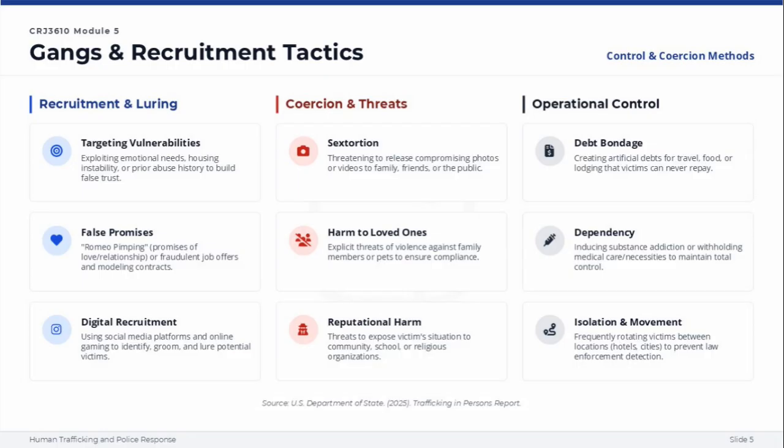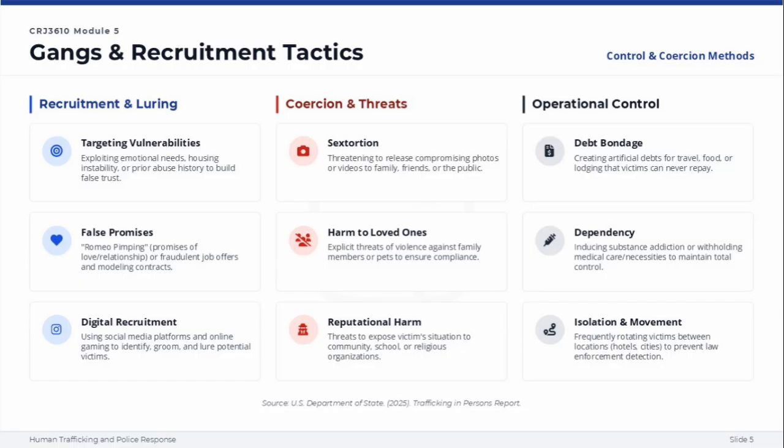Gangs and organized groups are major drivers of sex trafficking in the United States. Shared Hope International reports that gangs often target vulnerable youths, including runaways, foster children, or those with prior abuse histories. Recruitment methods include promises of love, protection, financial stability, or modeling opportunities, sometimes called Romeo pimping. Control is maintained through violence, threats to family members, substance dependency, and constant relocations between cities or hotels.